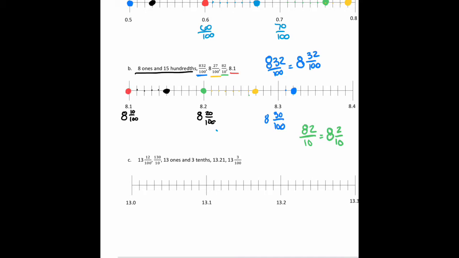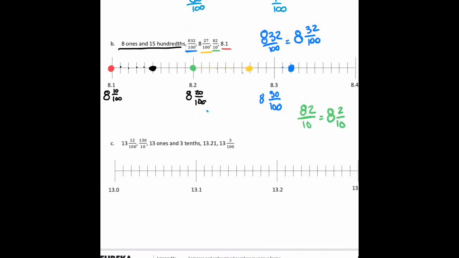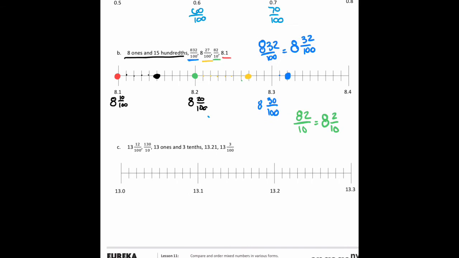Okay, next. On C, we're going to do the same thing again, just with a different set of numbers. We have 13 and 12/100. Well, 13.1 is the same thing as 13 and 10/100, or 13 and 1/10. So it's going to be 2 spaces over from 13.1, because 13.2 is 13 and 20/100. 13.1 is 13 and 10/100. So I'm going to count over, so that'll be 13 and 11/100, 13 and 12/100 right here.